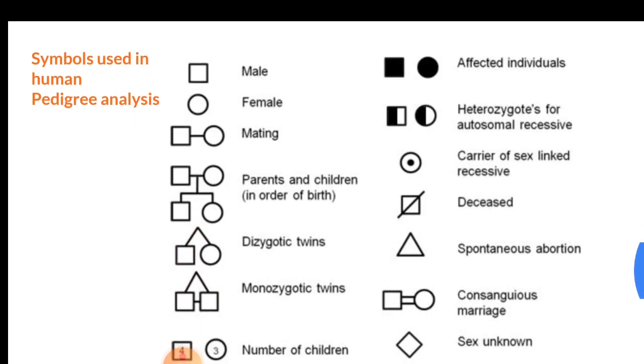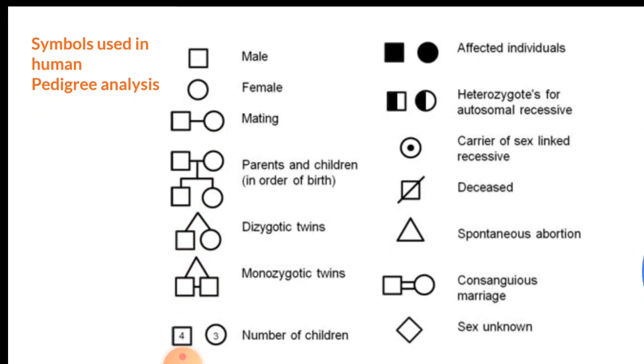Now, while studying the pedigrees or making the analysis, there are certain symbols which are used. Here you see a square represents a male, a circle represents a female, and a line drawn between these two represents mating. Then the next diagram is the parents with children. Upper row is of parents and the lower one is of children, in the order of birth from left to right.